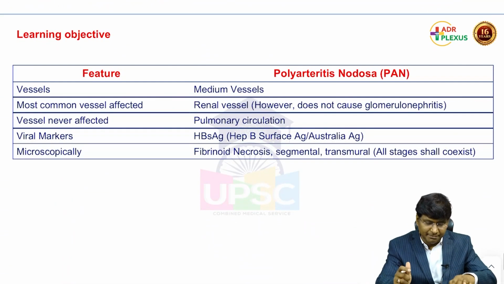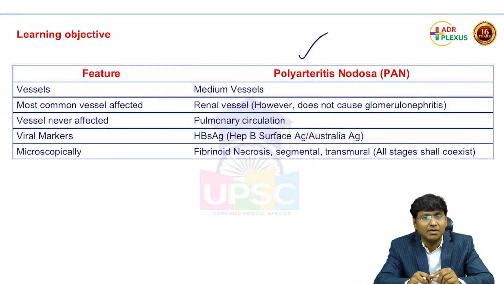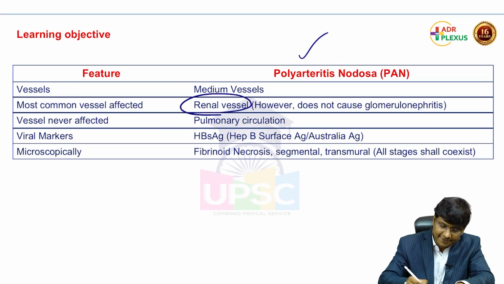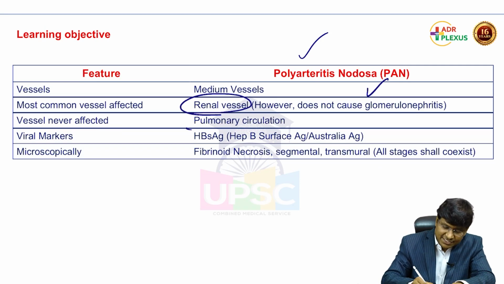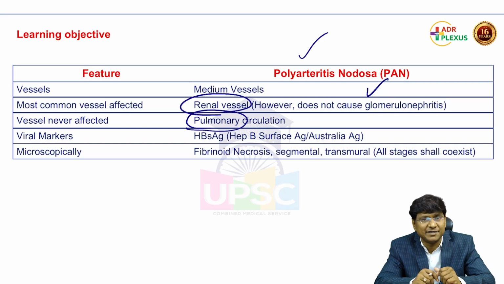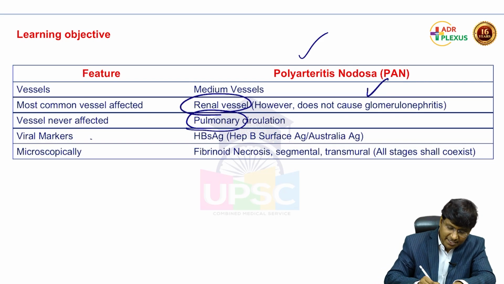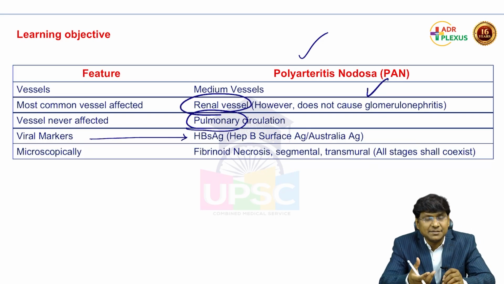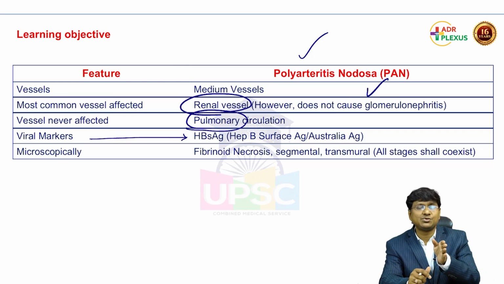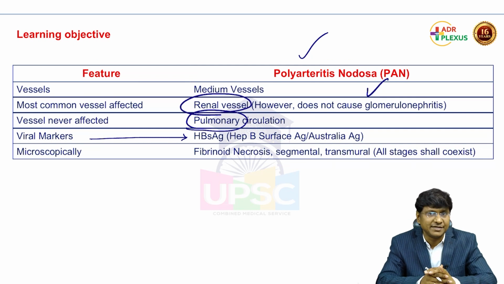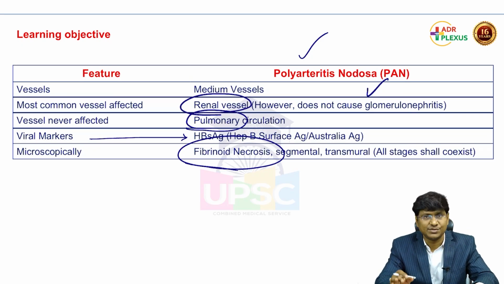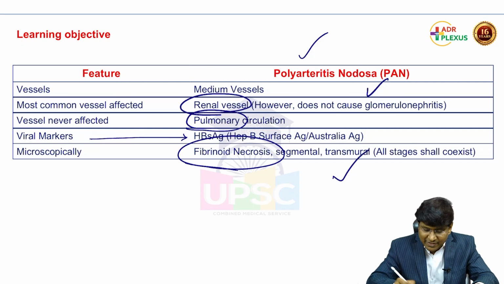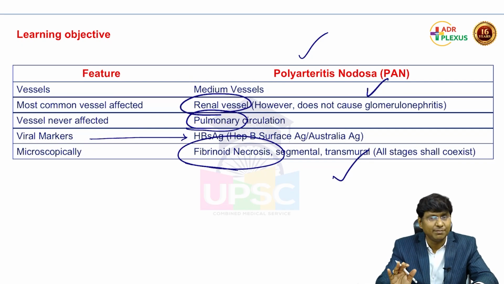And one of the very important medium vessel vasculitis is polyarteritis nodosa. The vessels commonly affected here are the renal vessels, but glomerulonephritis is not observed in polyarteritis nodosa. The vessels never affected in polyarteritis nodosa are the pulmonary circulation. That will never be affected. And the viral marker, hepatitis B surface antigen, will be positive, because polyarteritis nodosa is usually associated with the hepatitis B virus. On histological examination, you will notice fibrinoid necrosis, which will be segmental as well as transmural. That is polyarteritis nodosa.